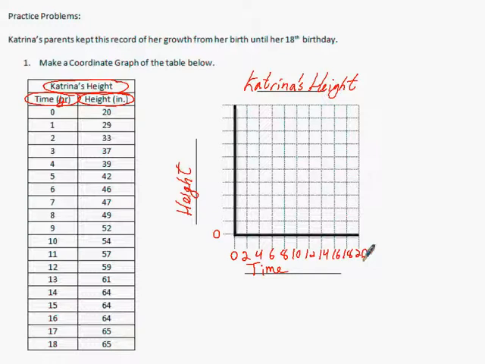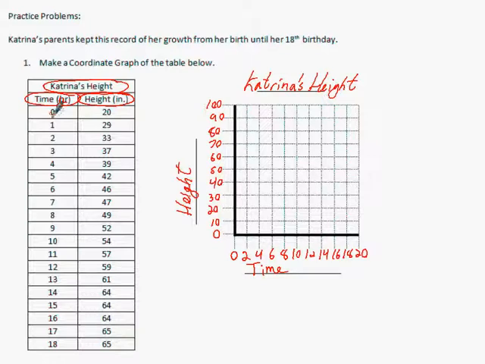Height, we have to go all the way up to 65. If you're higher than 50, you might want to count by tens. 10, 20, 30, 40, 50, 60, 70, 80, 90, 100. This is as high as we need to go, so that's okay. Let's go ahead and graph it.